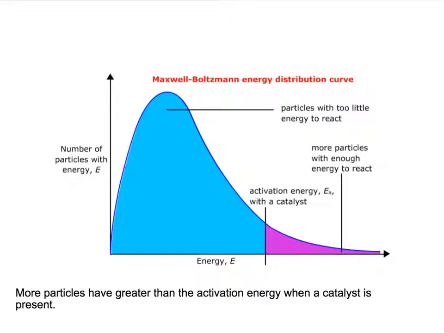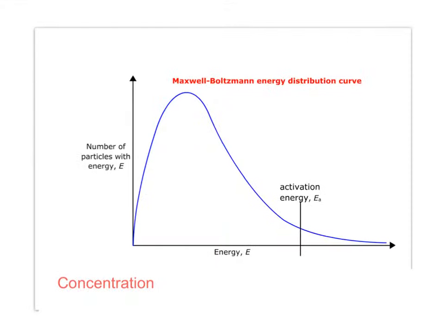So what about concentration? If we halve the concentration, what do you think is going to happen? Well, you're going to get the same curve, the same shape, except this time you've got half the number of particles. Therefore, the area under the curve is going to be half that of double the concentration.